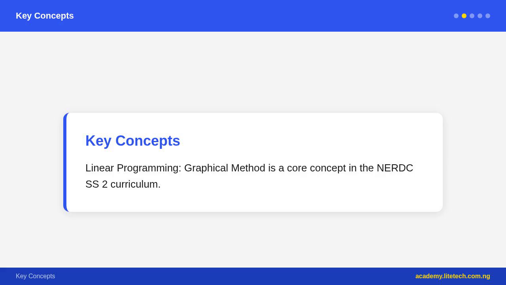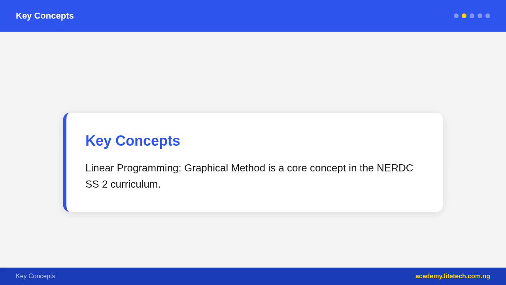Try (0, 20). Check 3(0) plus 5(20) equals 100, less than or equal to 120, feasible. And (0, 24). Check 2(0) plus 4(24) equals 96, greater than 80, not feasible.